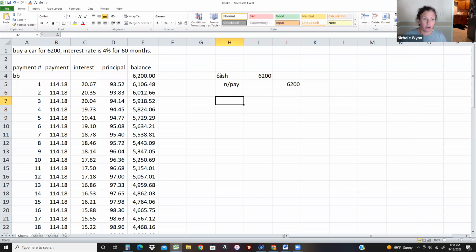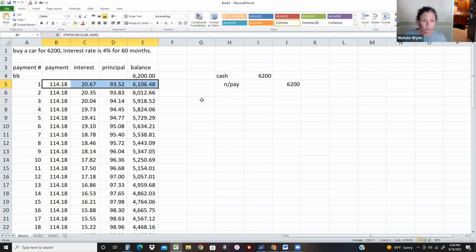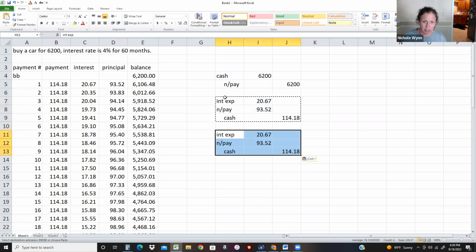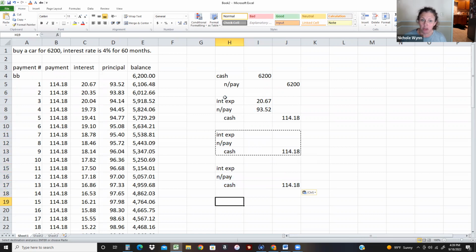And then the first payment, your payment is $114.18. Some of it will go to interest expense, some of it will go to notes payable, and the credit to cash is the amount of cash you pay, $114.18. The amount that went to interest was $20.67, and the amount that went to principal is $93.52. If you did the next one, then these two numbers would change to the second row. And then if you did the third row, you keep going, and the fourth row, all the way for 60.